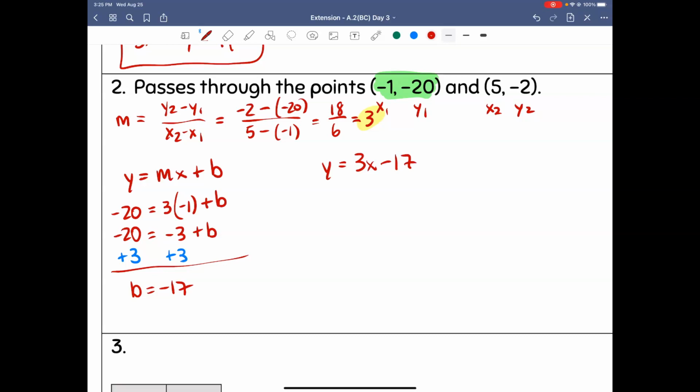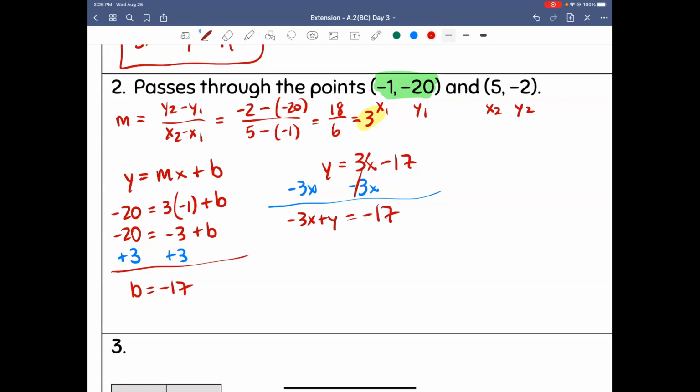But if we want this to be in standard form, we know that we need all of the variable terms on the left side of the equation. And so in order to get this 3x to be on the left side, we're going to perform the inverse operation of subtracting 3x on both sides. And so that's going to give us on the left-hand side, -3x plus y is equal to -17.